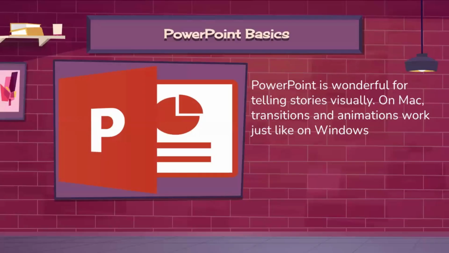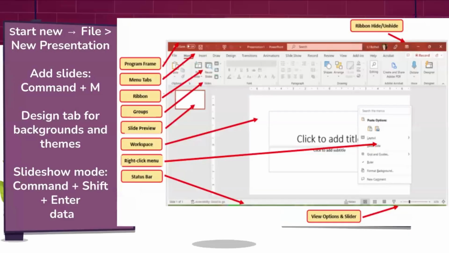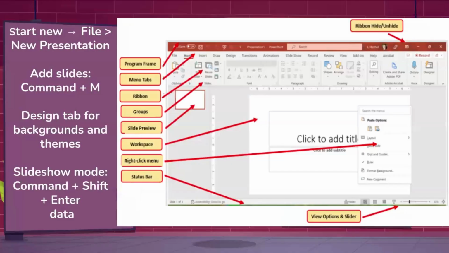PowerPoint Basics. PowerPoint is wonderful for telling stories visually. On Mac, transitions and animations work just like on Windows. To do this, you could start new by pressing File, then New Presentation. To add slides, you could press Command plus M. Use the Design tab for backgrounds and themes. For slideshow mode, you could press Command plus Shift plus Enter.